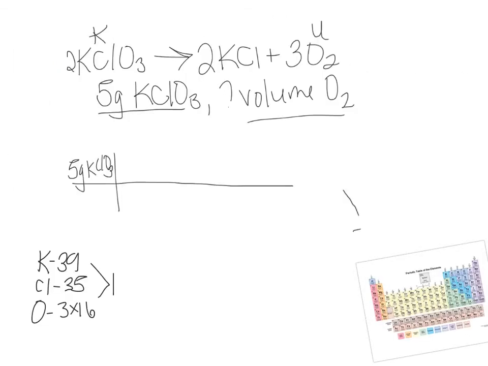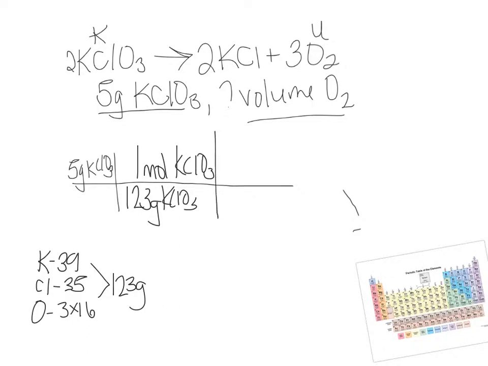I'm going to add these all up, and I end up with 123 grams for my molar mass of KClO3. So I want grams out of here. 123 grams of KClO3 goes on the bottom, and that's 1 mole of our KClO3. Now that I'm in moles, I can do my mole to mole ratio from my balanced reaction. I've got my known already identified, 2 KClO3 to every 3 oxygens.